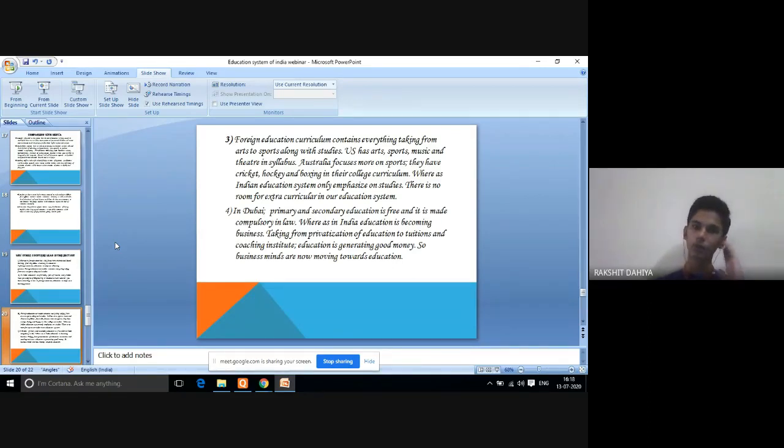If we come to our fourth point, in Dubai, primary and secondary education is free and it is made compulsory in law. So, what does the law of Dubai say? That primary and secondary education is free for all. That would be from first to eighth, and that is made compulsory, and that is just free of cost in the government school. Whereas in India, education is becoming a business.